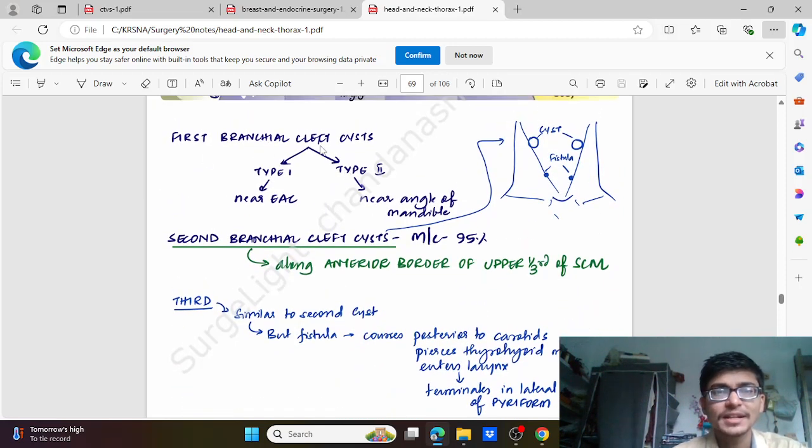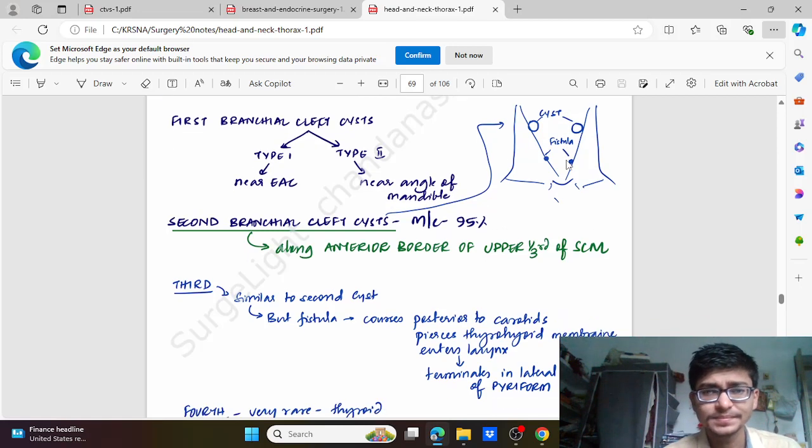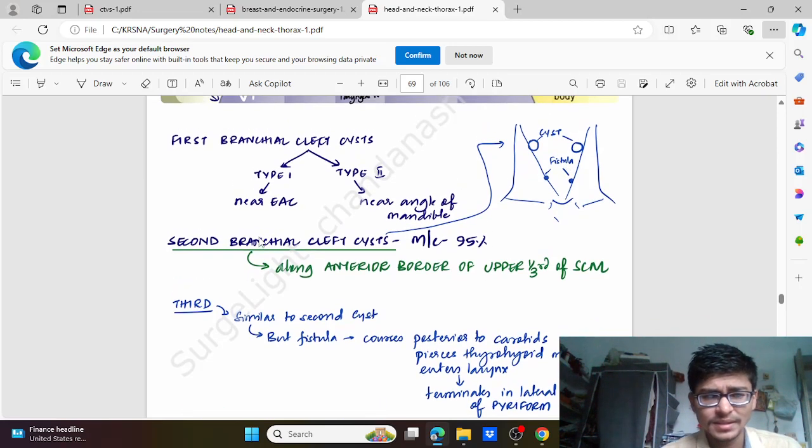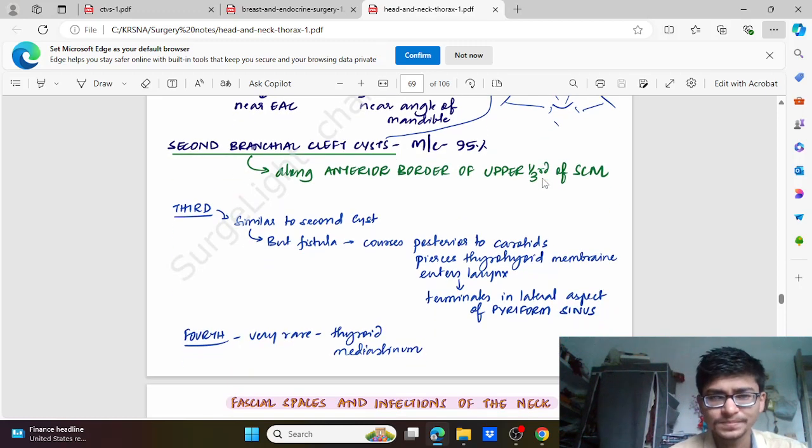The first branchial cleft cysts are type 1 or type 2. Type 1 are near the external auditory canal, and type 2 are near the mandible, as you can see in the diagram. The second branchial cleft cysts are the most common, and these are along the anterior border of the upper third of the sternocleidomastoid. The cyst will be above and the fistula will be below.